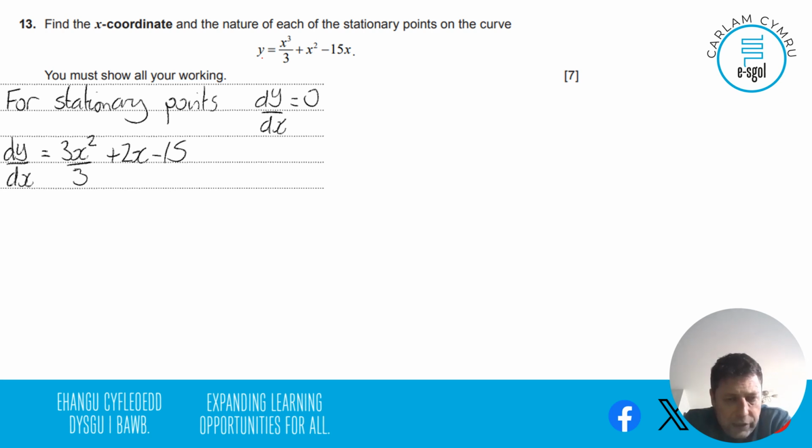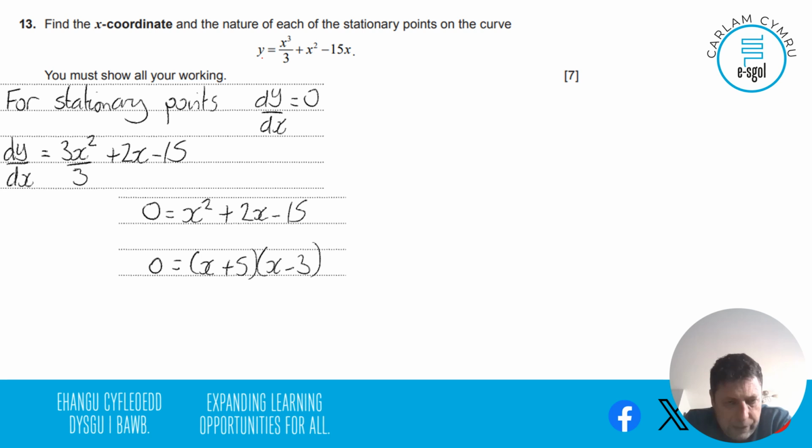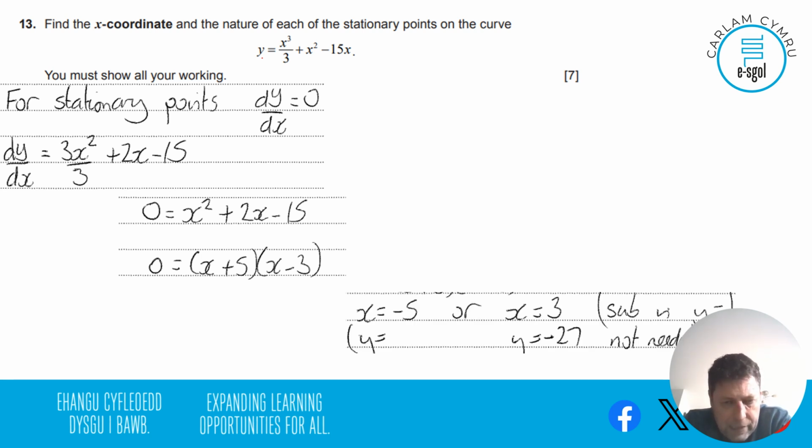So I've differentiated, same as you've seen on other videos, 3x squared over 3. Now my next line, I would have simplified all this because 3 divided by 3 makes my life a lot easier for me. So my next line, I've now used the 0 instead of dy/dx. Very straightforward B grade GCSE maths here. And I've found my x values. x equals -5 or x equals 3.